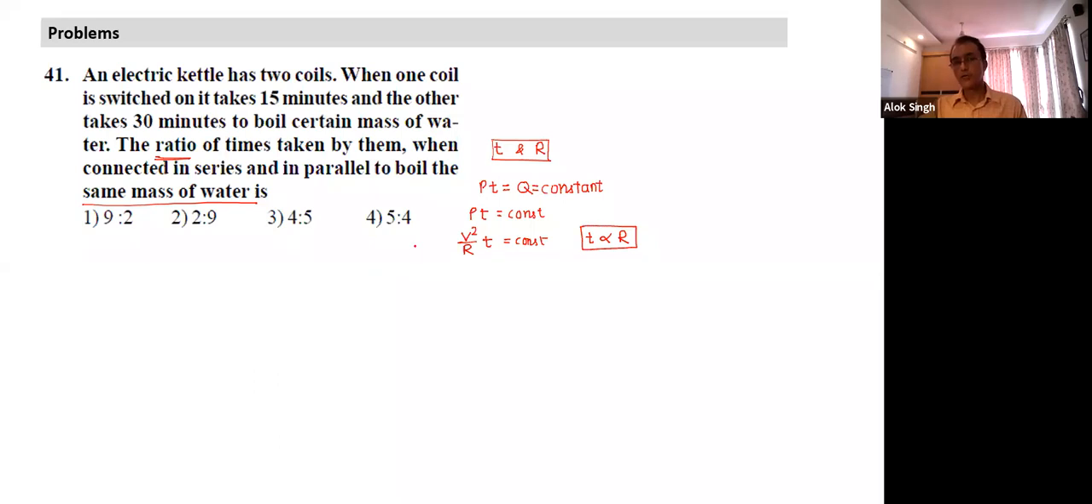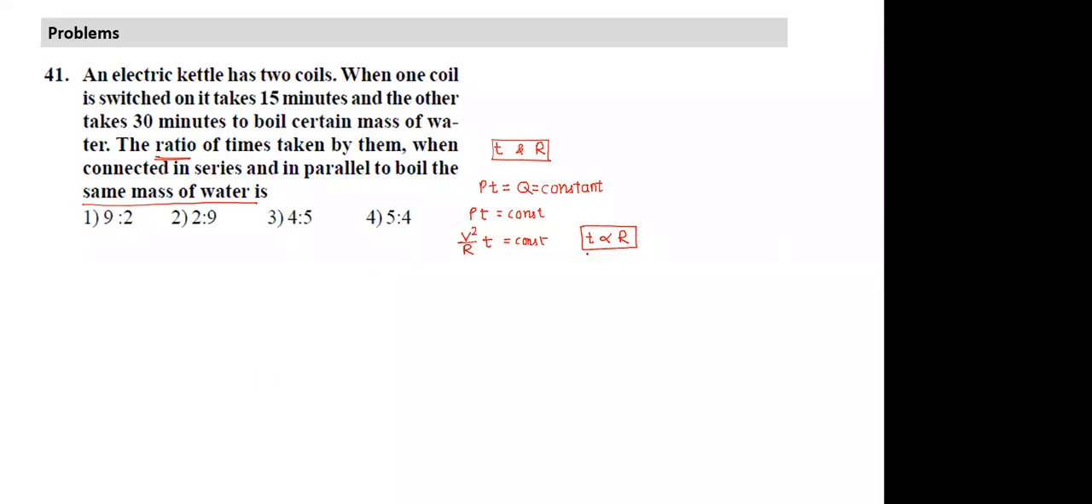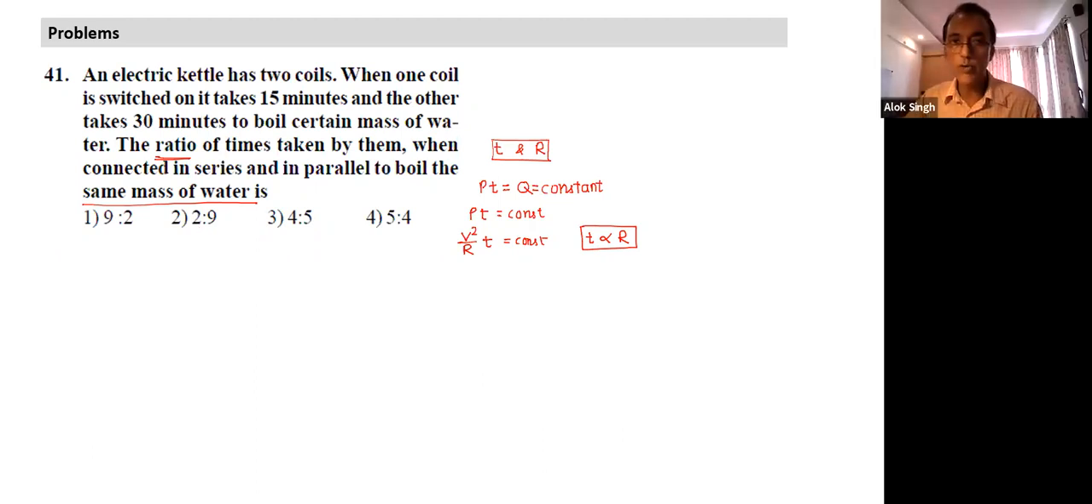Time will be proportional to resistance. Are you getting this, Pranav? Whatever time is, it's proportional to resistance. That makes it simple. For all ratio calculations, we need to look at the ratio between these two quantities. And once we establish that, it becomes extremely easy to solve. Now let's go about solving this question.